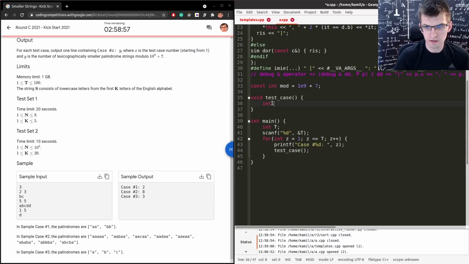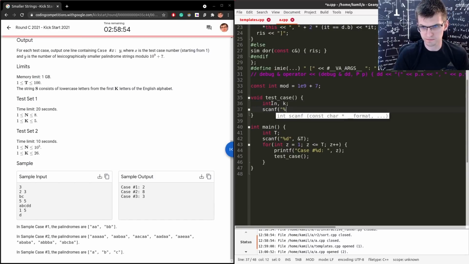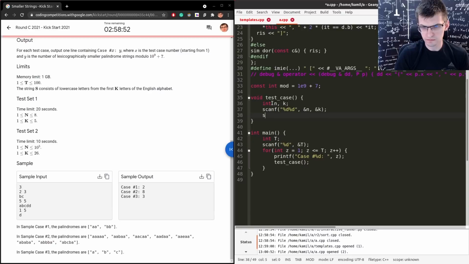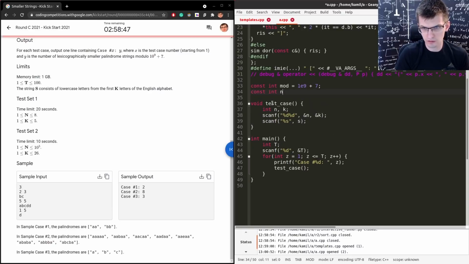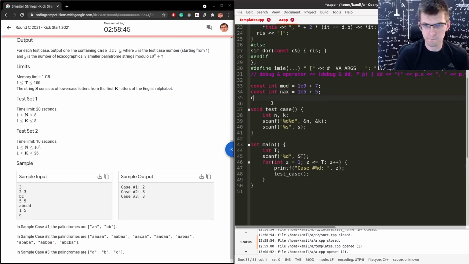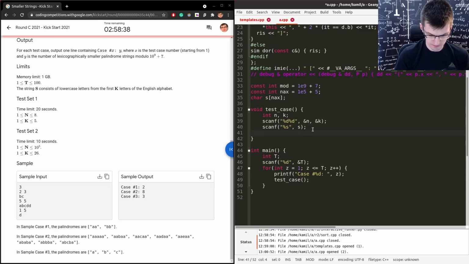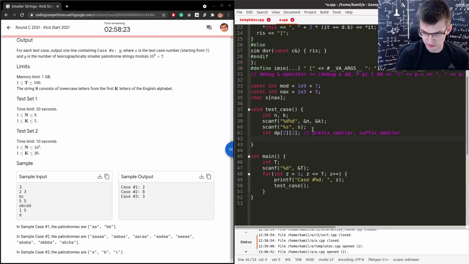There is N, K and the string. Boom, boom. Let's say it's DP of 2, 2. The first dimension says whether the prefix is smaller, and the second whether the suffix is smaller than the corresponding suffix in S.